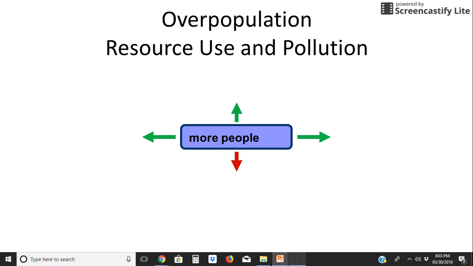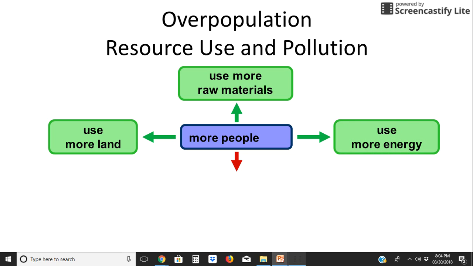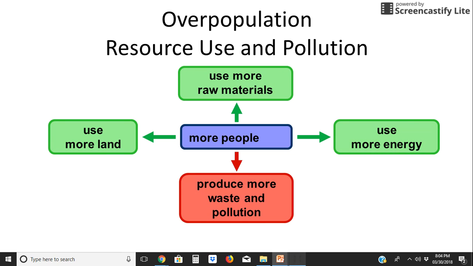And so as we have more and more people, we use more raw materials, we use more land, we use more energy, and we produce more waste, which means that we're going to end up having a lot more pollution. And we'll talk about solid waste coming up very soon.